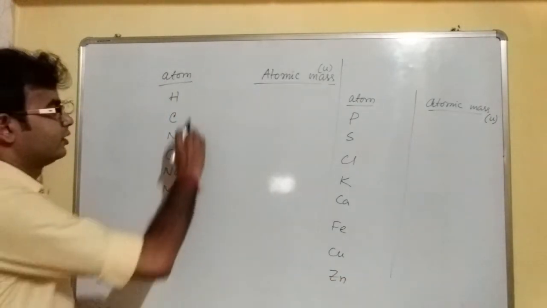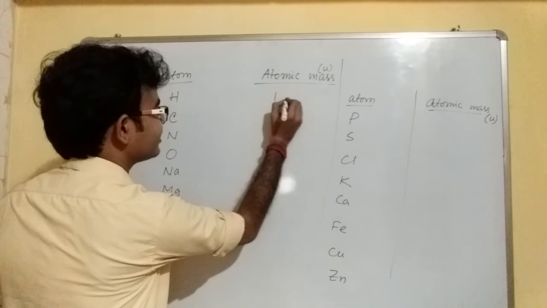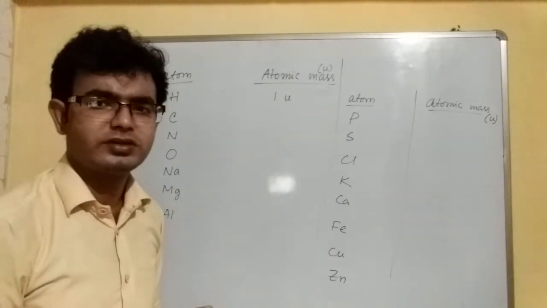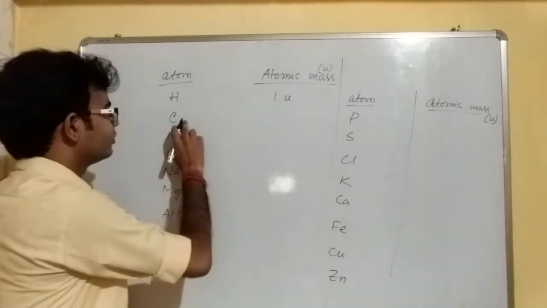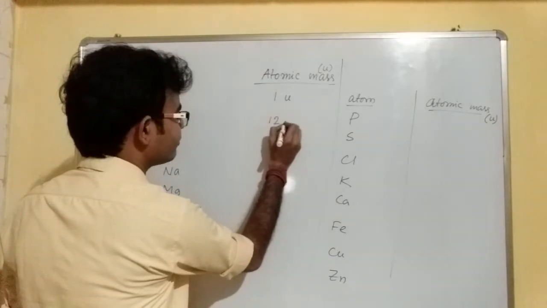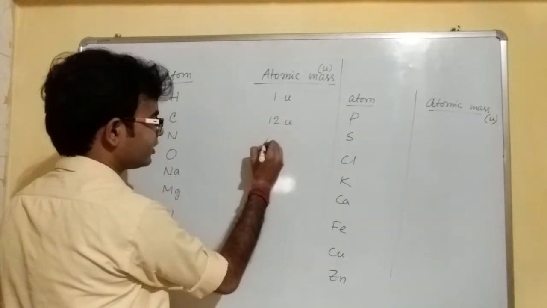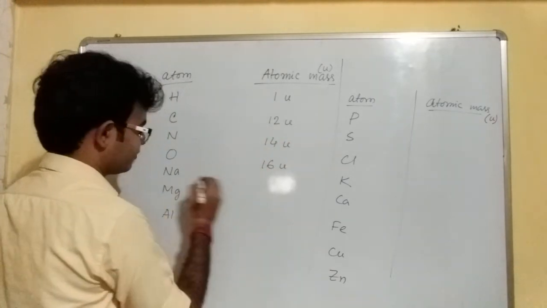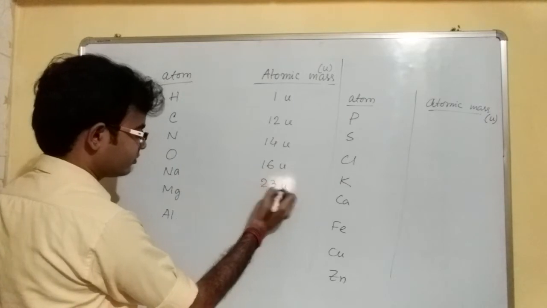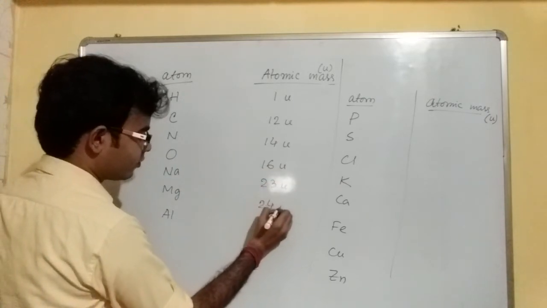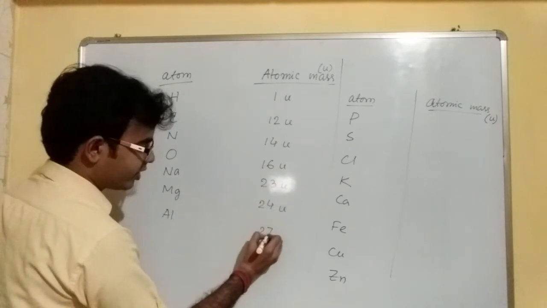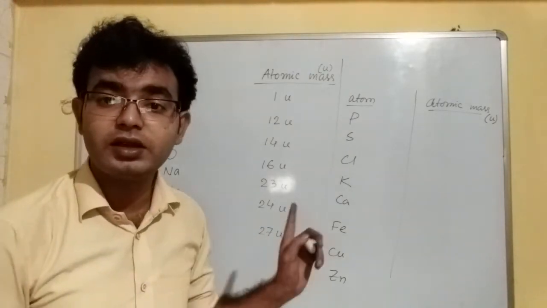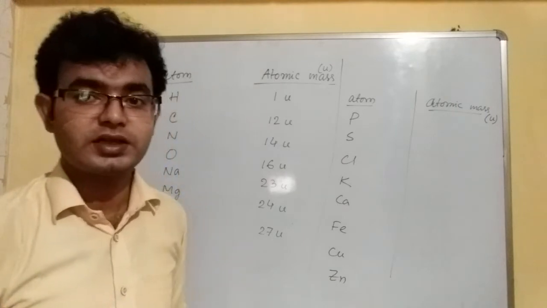Fine. Let me write this for hydrogen. Its atomic mass is 1 u. Just writing u, no problem. ठीक है, u लिख के भी दे रहे हैं 1 u. For carbon it is 12 u. For nitrogen it is 14 u. For oxygen it is 16 u. Sodium it is 23 u. Magnesium 24 u. Aluminium is 27 u. This is experimental. ये आप mathematically calculate नहीं कर पाओगे. ठीक है? These are experimental values.